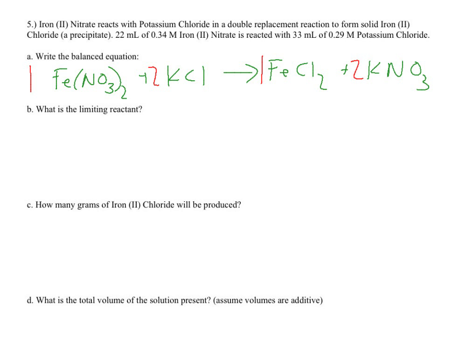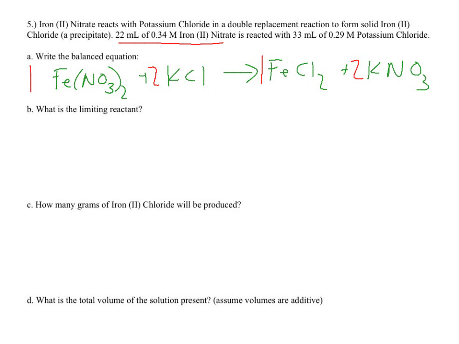Okay, so if that's the case, we're looking for our limiting reactant. We have 22 milliliters of the 0.34 molar iron 2 nitrate, and 33 milliliters of the 0.29 molar potassium chloride. Very similar to what we did with regular stoichiometry, start with one. In this case, I'm going to start with the iron nitrate, and see how much of the other is going to be required to use it all up. What we're looking for there is a volume. So what volume of this KCl solution would we need in order to use up all the iron 2 nitrate in the solution that we have over here?